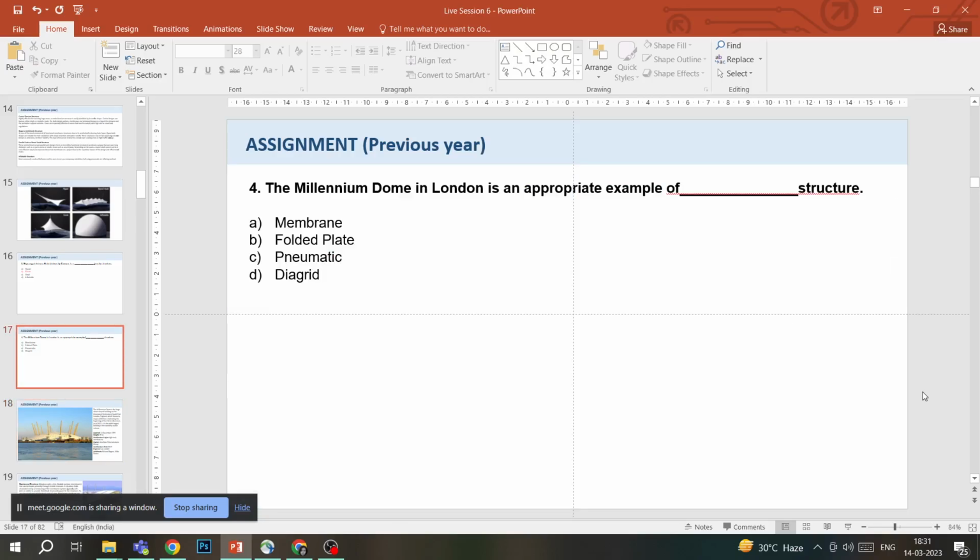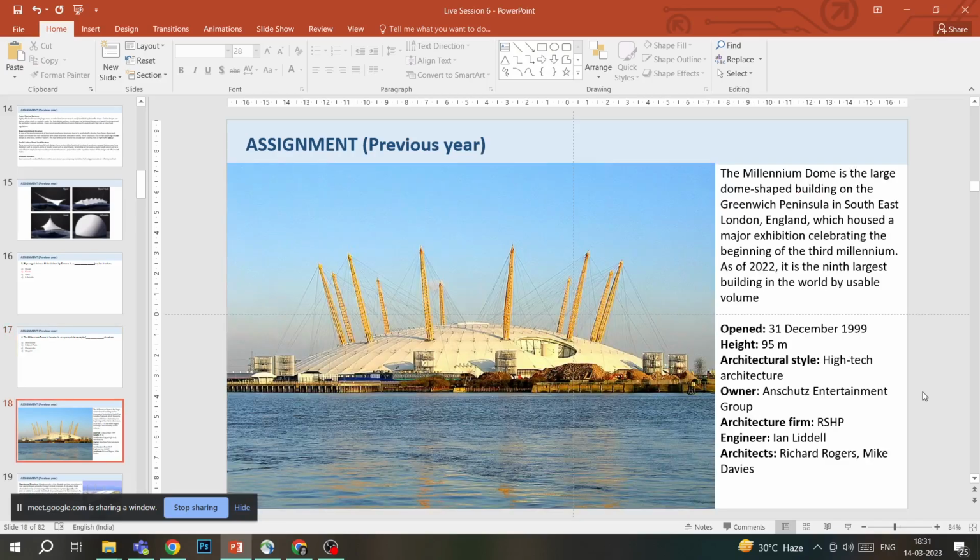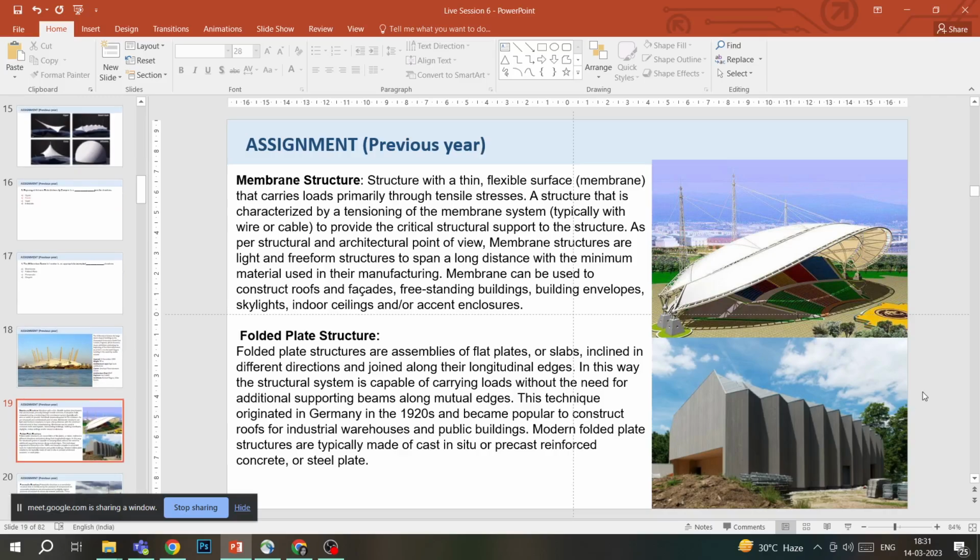So moving forward, membrane, folded plate, pneumatic and diagrid. These were the four terms that we had to see. So membrane structures, as we have discussed just a few questions ago, are thin, flexible surfaces that carry load primarily through tensile stresses, and it is a structure that is characterized by the tensioning of the member systems to provide the critical structural support to the structure. And they're light, they're free form structures used for long spans. So these are some of the features of membrane structures.